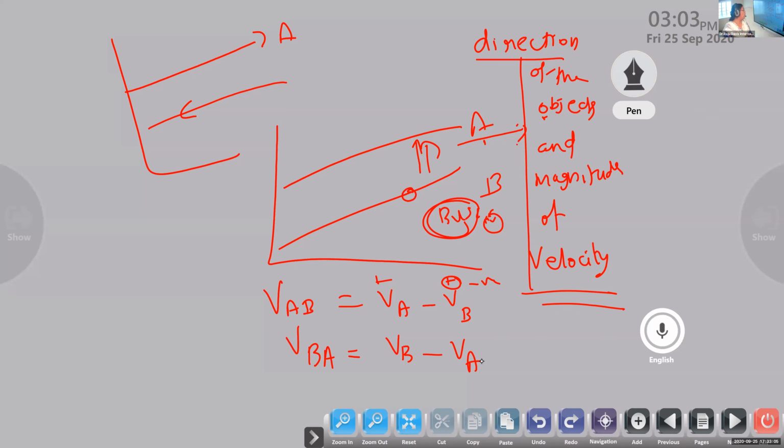So what you have to think is, look at the direction, look at the velocity. What I said about magnitude means maybe VA may be greater than VB, and sometimes VB may be greater than VA. It depends upon the question. So according to that, when you do this manipulation, a positive may turn into negative and a negative into positive.